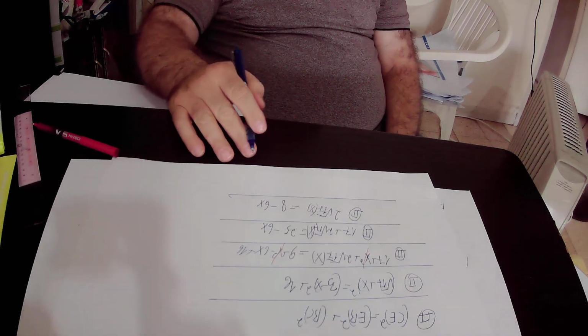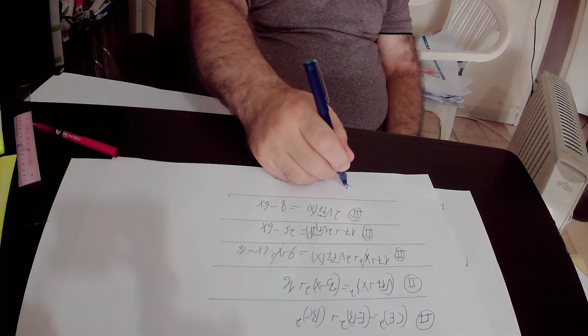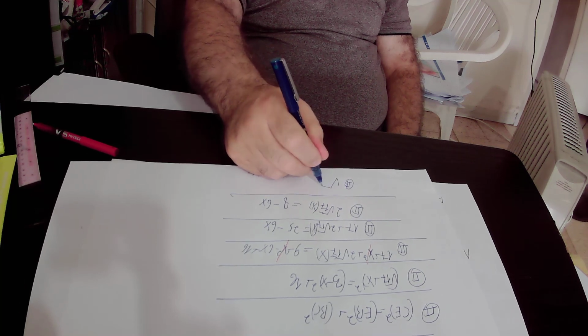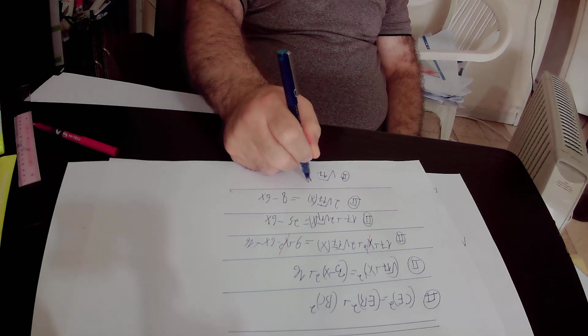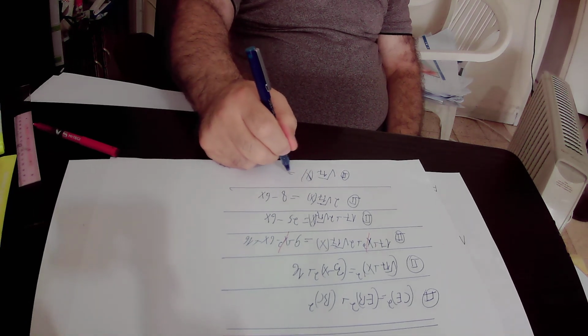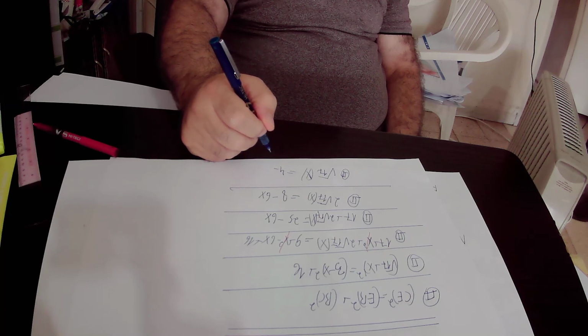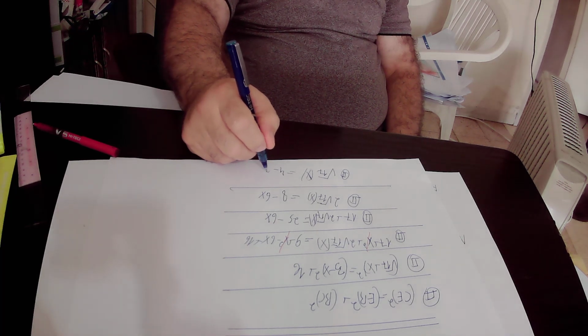So here we will divide equation number 2 by 2, and we will get that 2 over 2 is 1, so here we will get square root of 17x equals 8 over 2 is 4 minus 6x over 2 is minus 3x.